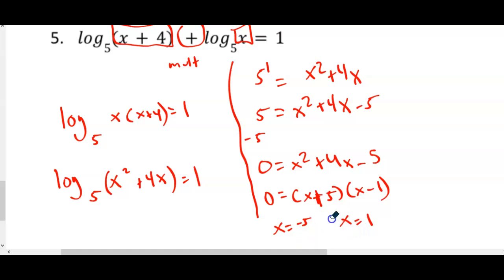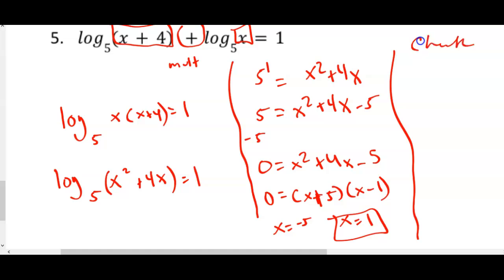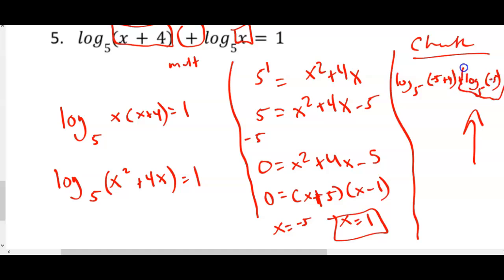I can go ahead and tell you now that x equals 1 is going to be the answer, because when you check it, here's the problem you run into. You've got to check these. Let me show you. Log base 5 of -5 plus 4 plus log base 5 of -5. This is the problem right here. You can't take the log of a negative argument. So this doesn't exist. This doesn't exist. So the answer is x equals 1.